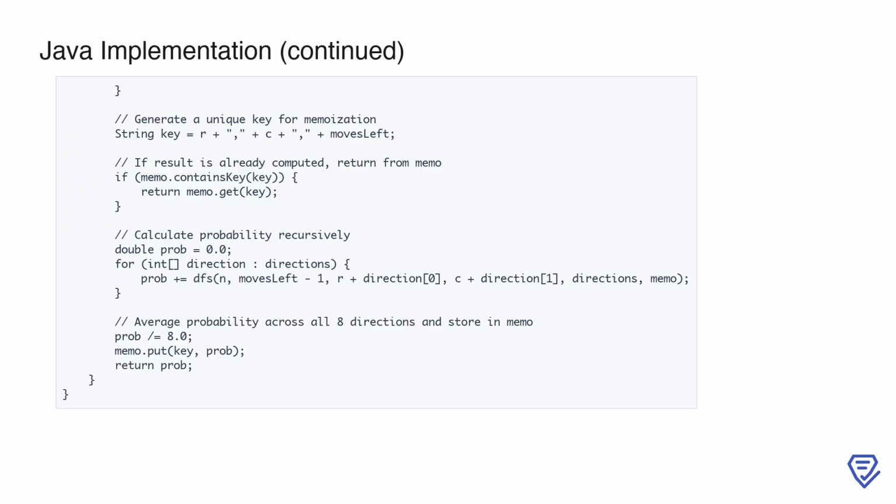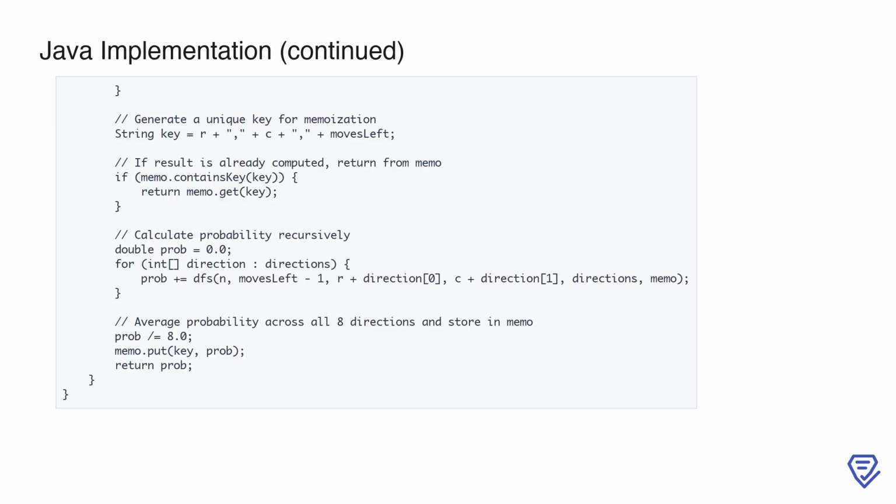If not, we initialize a variable, prob, to accumulate the probabilities across all possible moves. For each of the knight's 8 possible movements, we recursively call the DFS function, updating the knight's position and decrementing the number of moves left. The probabilities from these recursive calls are added together.